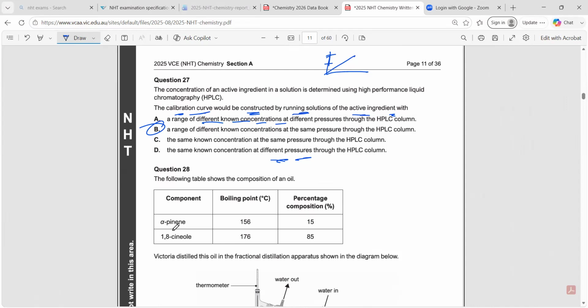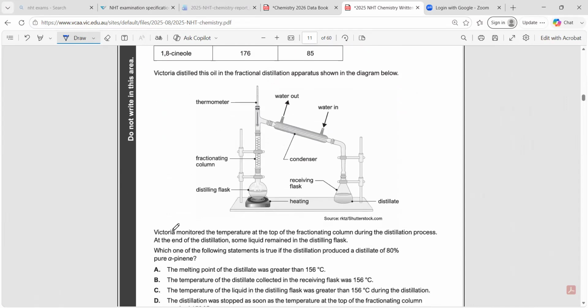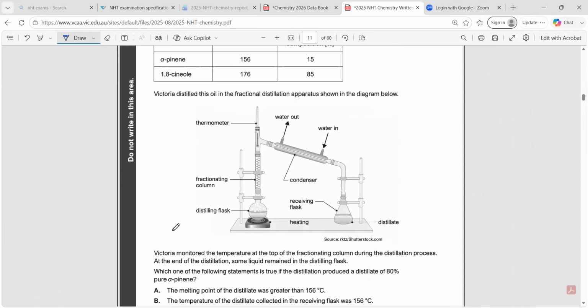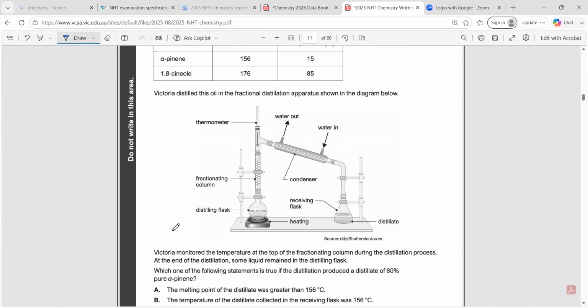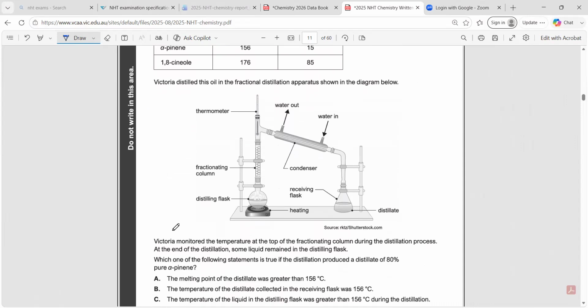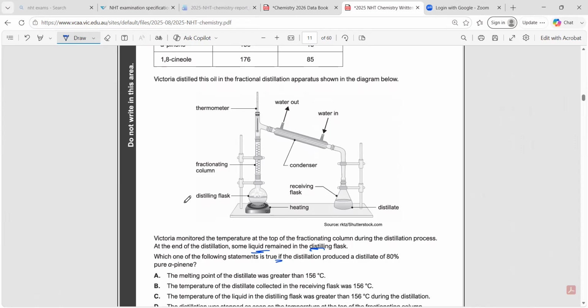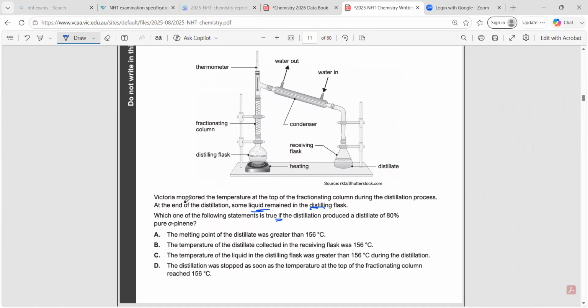Victoria distilled this oil in a fractional distillation apparatus. So A, monitored the situation at the top of the fractionating column during the distillation process. At the end of the distillation, some liquid remained in the distilling flask. Which one of the following is true if the distillation produced a distillate of 80% pure apinene?